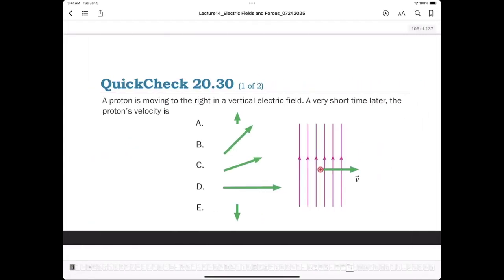Okay, let's do some checks here. A proton is moving to the right in a vertical electrical field.